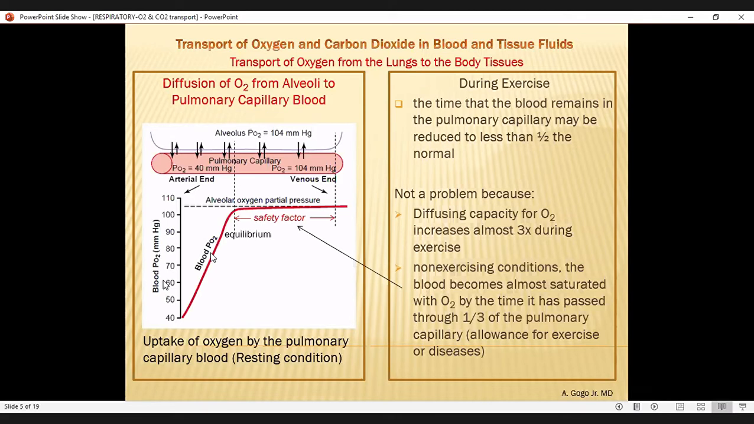Thus, when it reaches around 70 or 75, the patient can already breathe, and so usually the consciousness will come back. Thus, this is a safety factor, the 1/3 of your capillary.